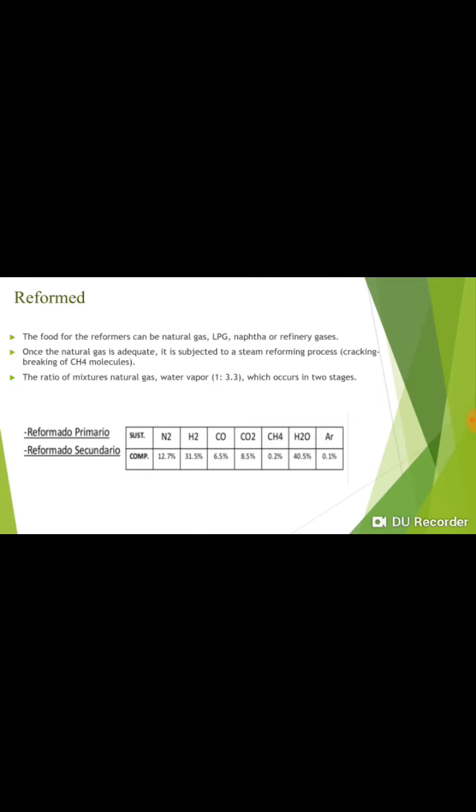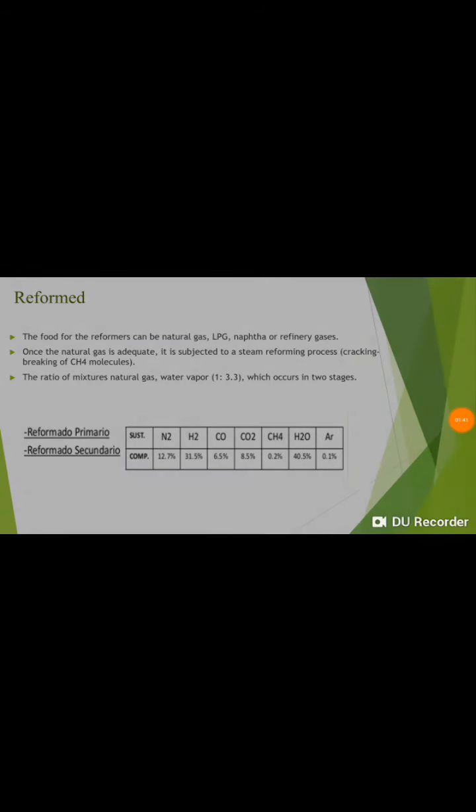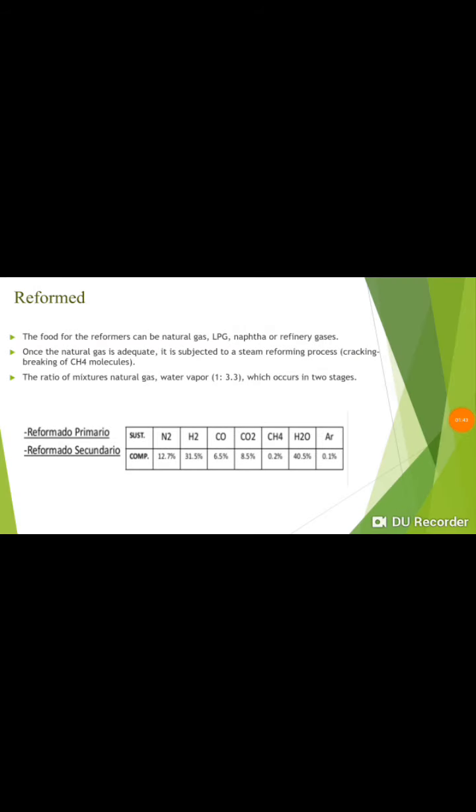Feed purification of the process. At first, we have to remove the sulfur to avoid the poisoning of the primary reformer nickel catalyst. Note: the distributing companies add sulfur compounds to smell it. Here we have the hydrogenation and adsorption. Then we have the reformer. The feed for the reformers can be natural gas, LPG, naphtha, or refinery gases.